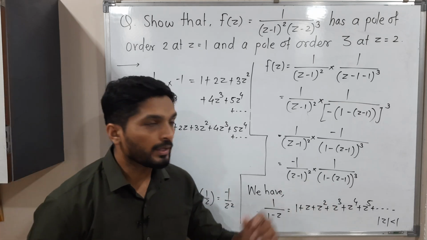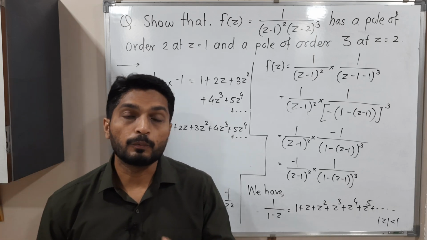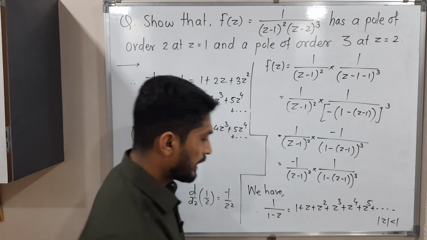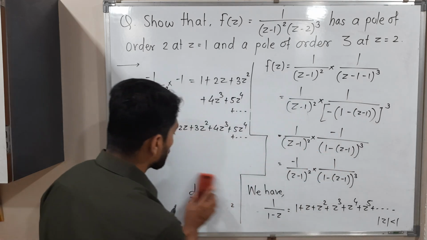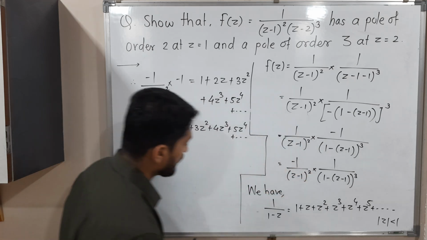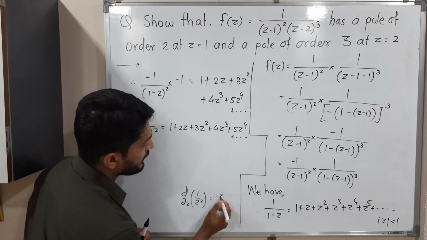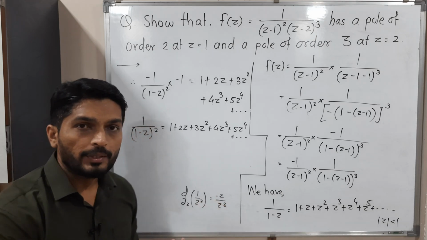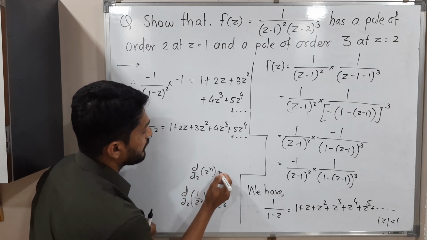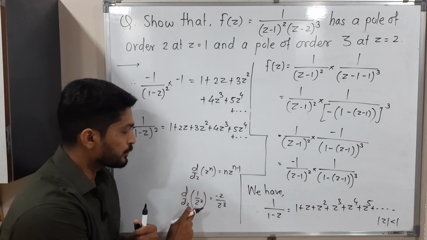But see, what we want is bracket cube. We have bracket square, it means we need to take the derivative again. Let us take one more derivative of both sides and see what will happen. Let me tell you the formula which I am using here. The derivative of 1 by z square is minus 2 by z cube. So how did I get this formula? The basic formula is the derivative of z raised to n is n z raised to n minus 1. This is the basic formula which I am using here.